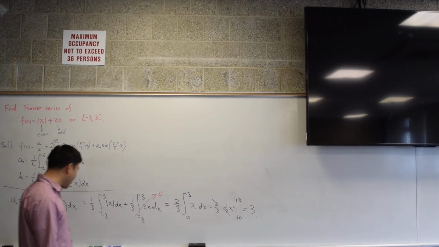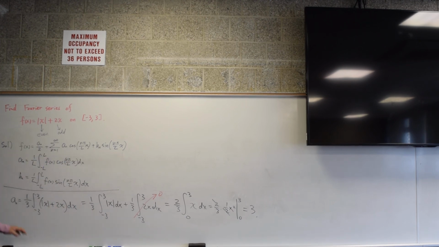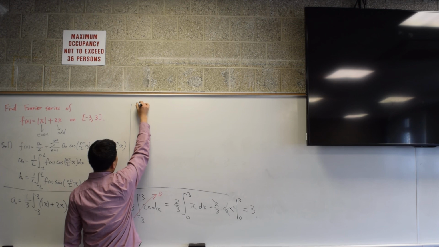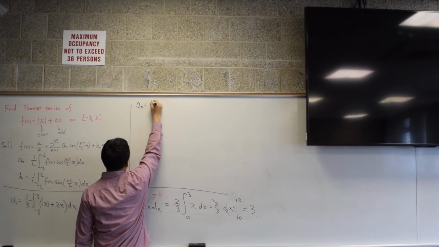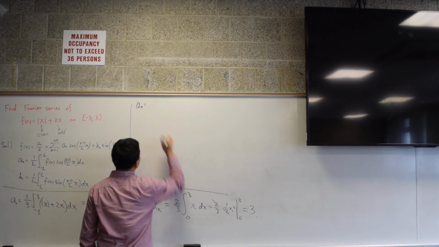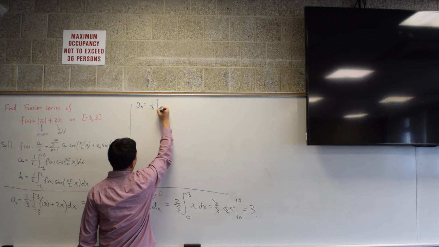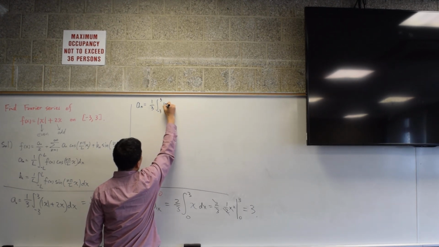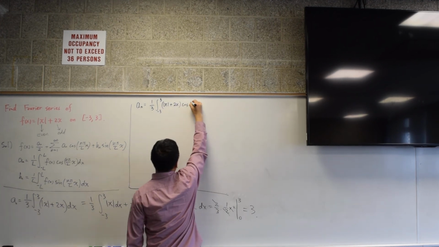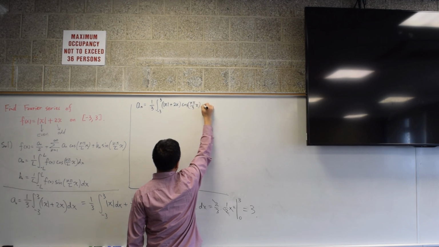All right, 2 more to go. We have to find an and bn. But hopefully this calculation shows you how to make use of the property of evenness and oddness of each individual function. Because we'll need that too for the next 2 calculations. Okay? So we have an as 1 over 3, integral from -3 to 3, of absolute value of x plus 2x times cosine of n pi over 3 x dx.